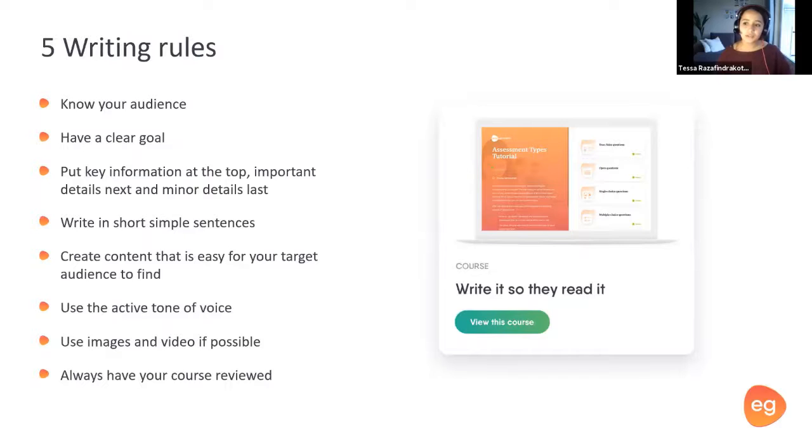Next, use the active tone of voice and images and videos if possible. A combination of these is always best. Remember that your learner is probably taking your course at home, online, on their own. So make them feel engaged. So verbally, use the active tone of voice. Perhaps add a voiceover, add a video where you're explaining something, images, make them feel engaged.